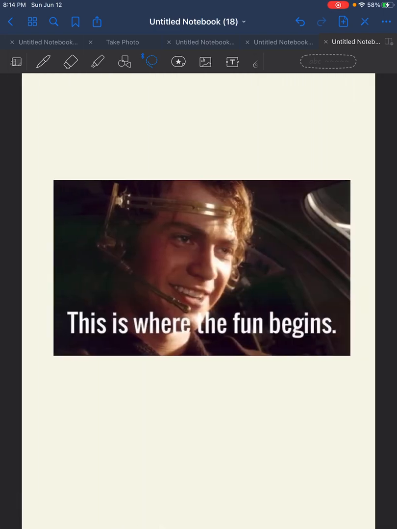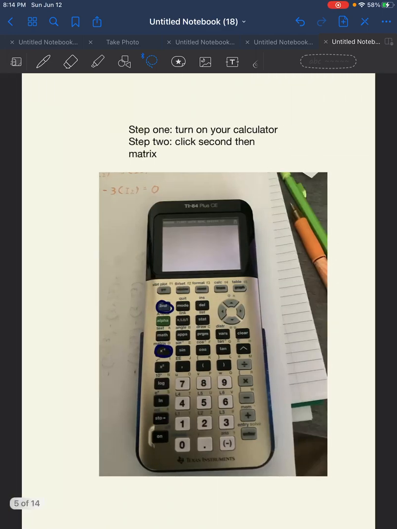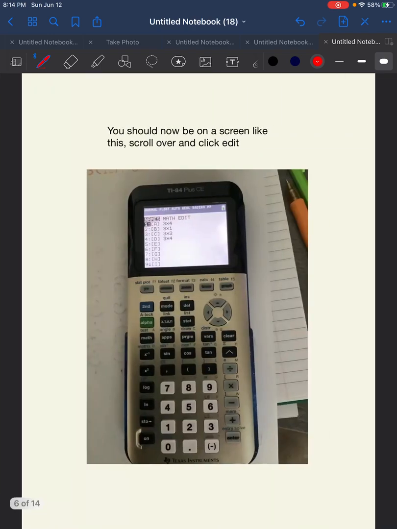Here's where the fun begins though. We're going to actually insert it into the calculator. So step 1, turn on your calculator, and then step 2, click second, then this button right here, which will bring you to the matrix screen. Once you're on the matrix screen, it should look like this. You're going to want to scroll over and click edit on whatever matrix you actually want to edit. But remember what matrix you're editing, because that's the matrix you're going to have to actually insert into the final portion of the calculation. So if you edit A, make sure you put A in at the final step of this process.